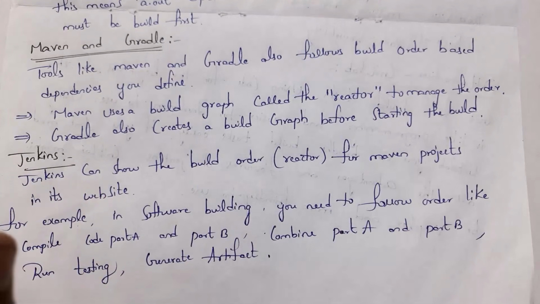And the Jenkins server will show build order for Maven projects. For example, let us say your project contains two parts of code, part A and part B. So at first you need to compile part A and next you need to compile part B. After compiling part A and part B, you need to combine these both codes and again perform testing on that code. After testing is successful, artifact will be generated. So directly you can place this artifact in server.